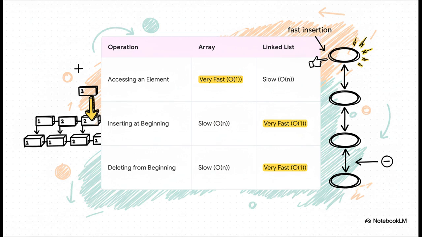And why is the linked list so slow for access? Well, remember those train cars? You can't just magically teleport to the 50th car. You have to start at the engine and walk through every single one to get there. That's a slow O(n) journey.